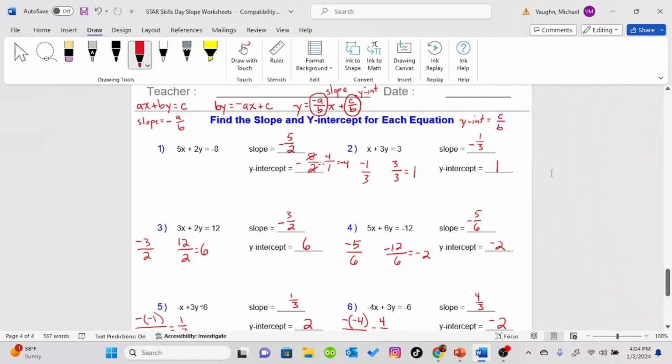If you have any questions about how to find slope in any of these situations, please make sure you ask for help so that I can get that clarified before you need to be able to use it on the STAR test and in our units on functions.